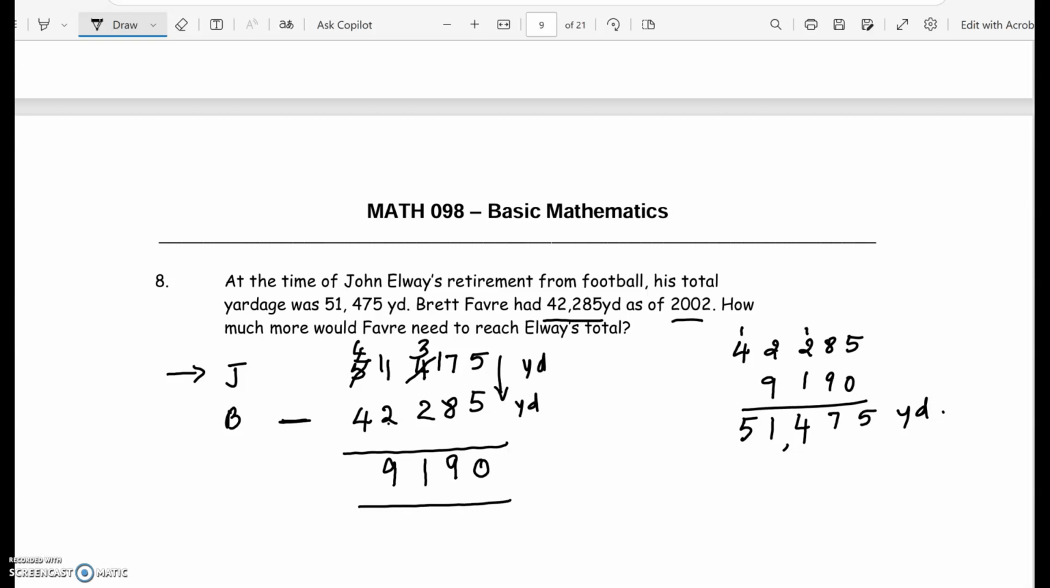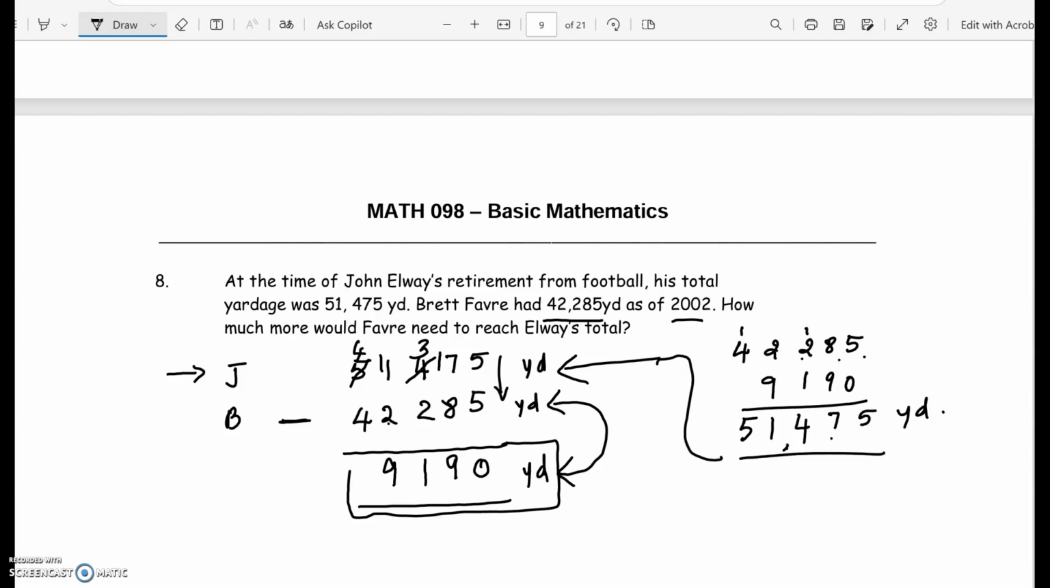How do we check if it's correct? Yards. That's our answer. Make sure you put the units of measurement. How do we check that our answer is correct? Add these two numbers. Make sure you get the number on top. So 42,285 added to 9,190 is 51,475, which is the number that we started with.